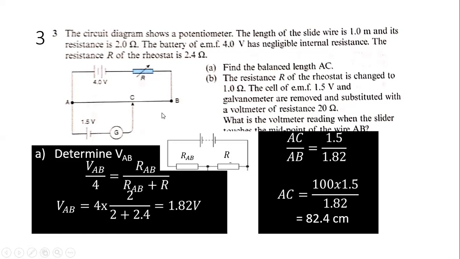After you have found VAB, then you apply it again. AC over AB equals the potential across AC, which is 1.5, over VAB. Cross multiply, you get the answer. AB is 100 cm. So if you use cm, your answer will be in cm. If you put meter, the answer will be in meter.